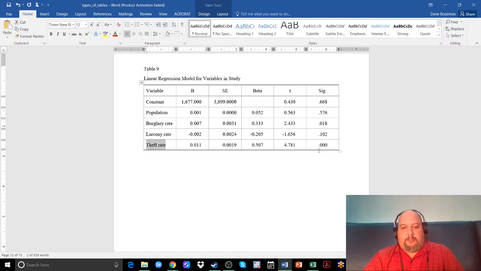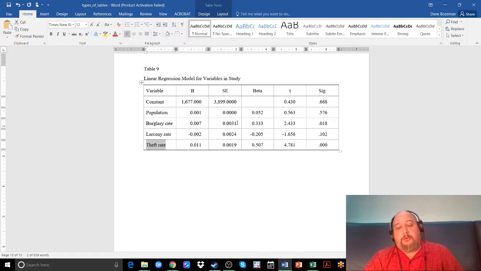But the other thing that it's useful for is it lets me understand the relative importance of these variables in relationship to each other. And that's of use as well.